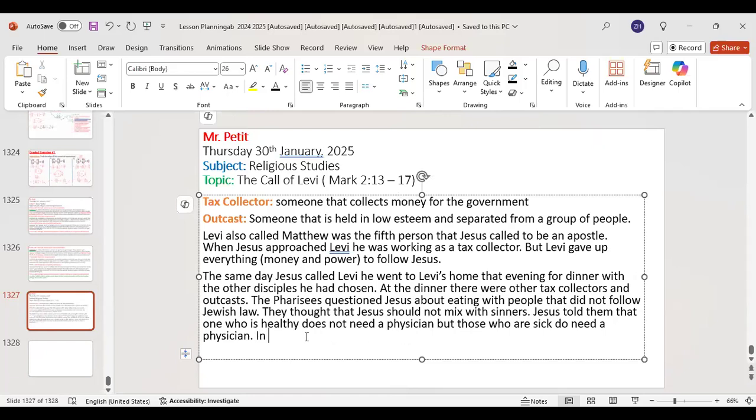In other words, Jesus did not come for the respectable people, but he came for what? He came for the outcasts. He came for the sinners.